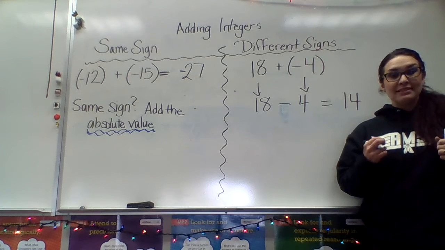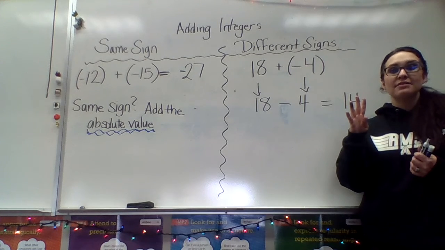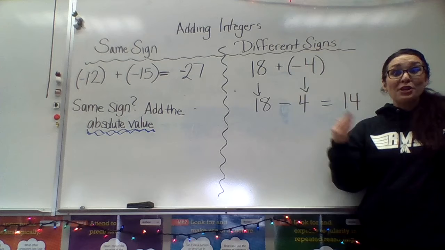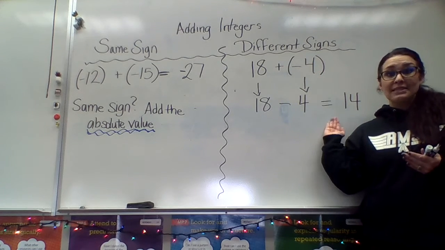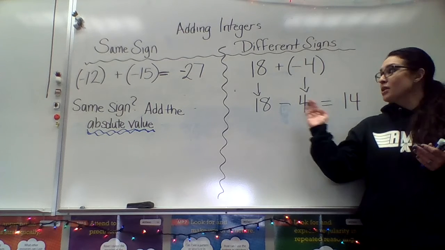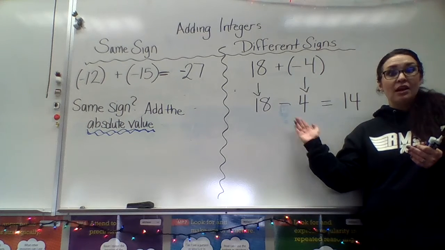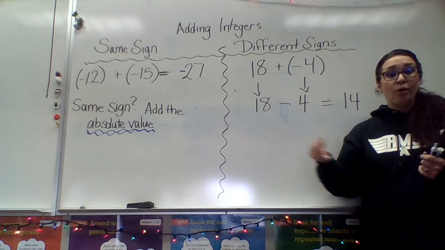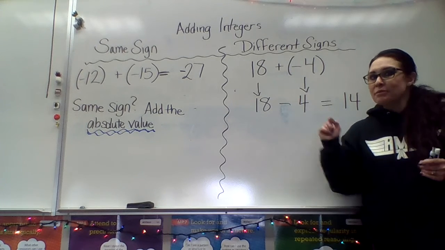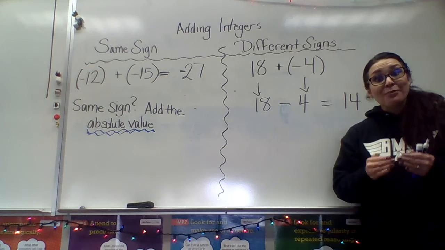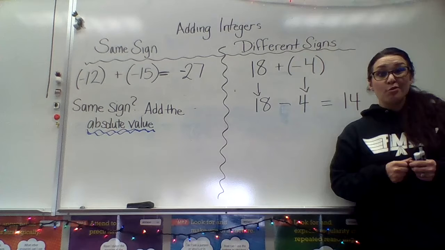Well, let's think about this. How many negatives did I have? Only 4. And how many positives did I have? 18. So when you're adding integers with different signs, the way that you determine what sign your answer has is whichever number had the largest absolute value, you'll take that sign. So 18 had a larger absolute value, not because it was a positive number, but because it was 18 spaces away from 0 versus only 4 spots away from 0.